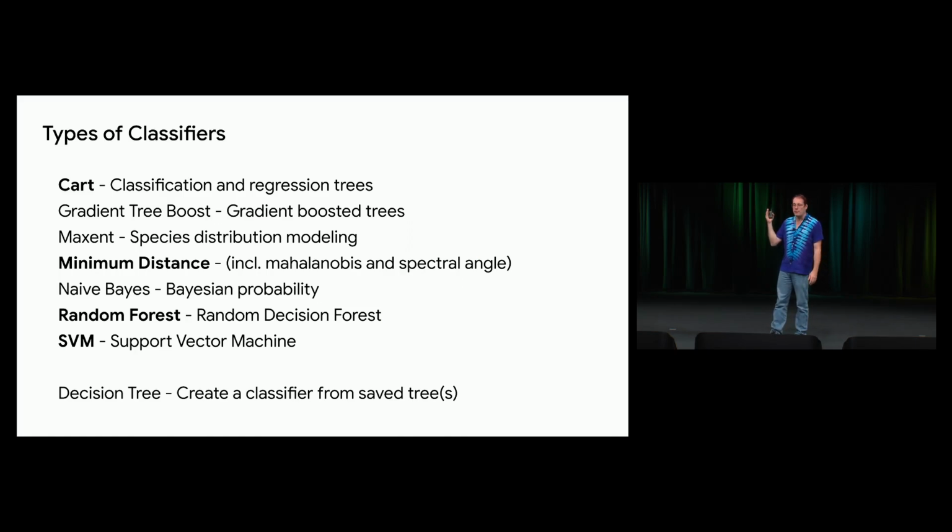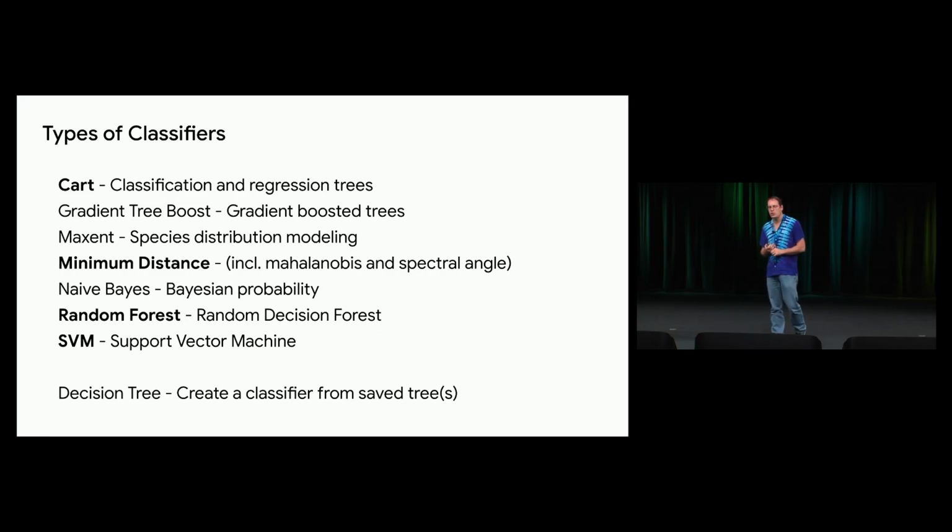In terms of doing classification, we have a bunch of different types of classifiers built into Earth Engine. The ones that most people end up using are cart and random forest. And random forest is really just a bunch of carts put together. Some people really like SVMs, support vector machines. And then there's a minimum distance classifier that people use for a few pieces. The rest tend to be sort of special purpose.